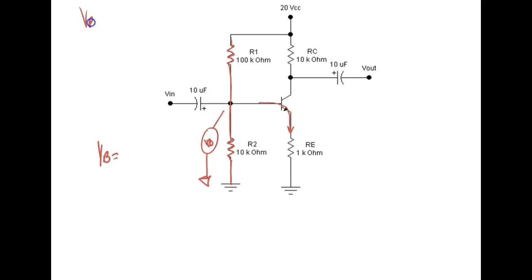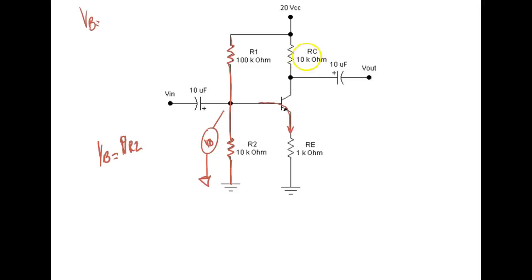Now VB is going to equal the voltage drop across which resistor? Well, no, it's not going to be VR1 plus VR2. Look, here's this and here's this. It's going to be equal to the voltage drop across R2. So all I've got to do is calculate the voltage drop across R2, and I've got VB. So it's going to be equal to VR2.